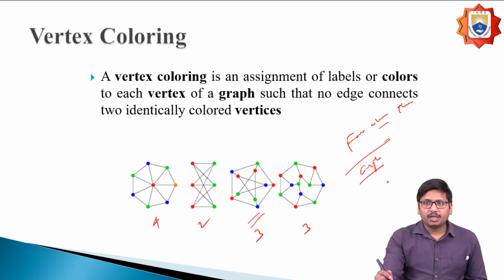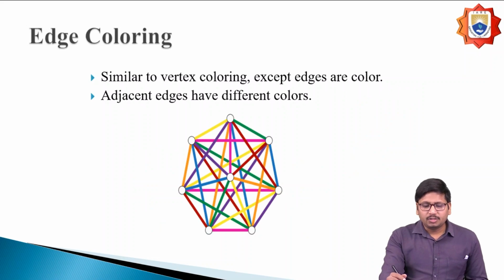So in this one, what I'm going to say is that vertex coloring is an assignment of labels or colors to each vertex of the graph, such that no two adjacent ones are colored with the same color. And next is edge coloring. Edge coloring is similar to vertex coloring, except that the edges are colored. In this case, the adjacent edges have different colors. Just as vertex coloring is done, in a similar fashion we can do edge coloring also.